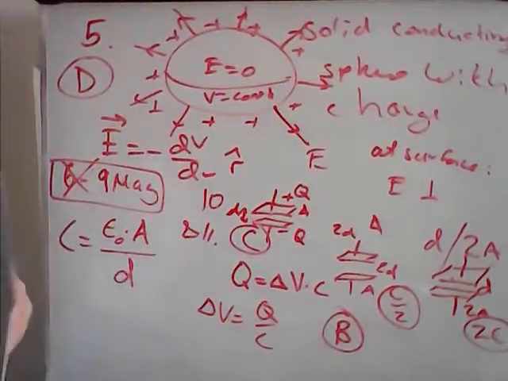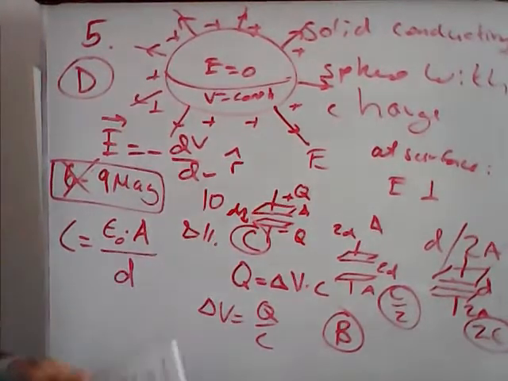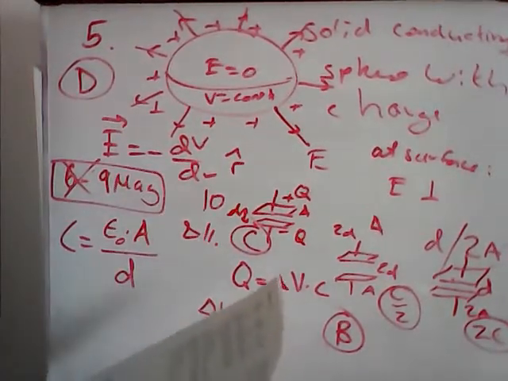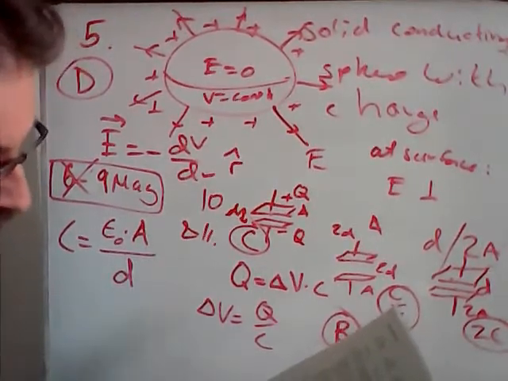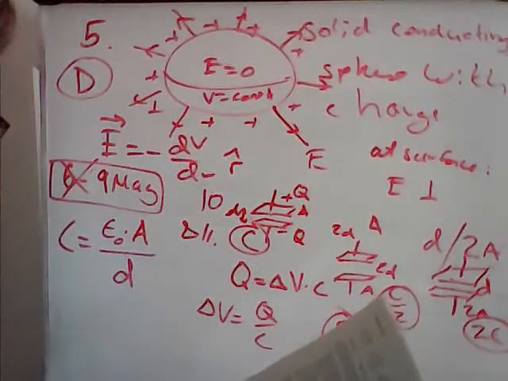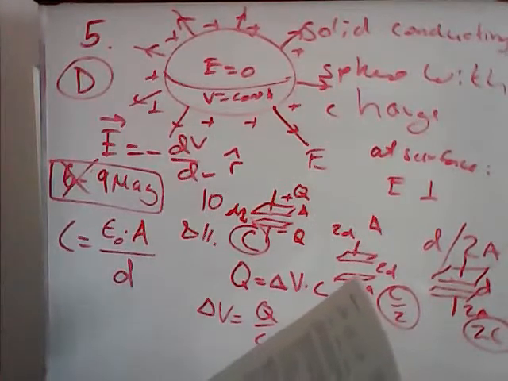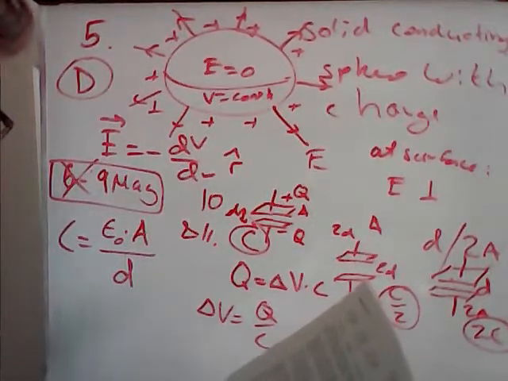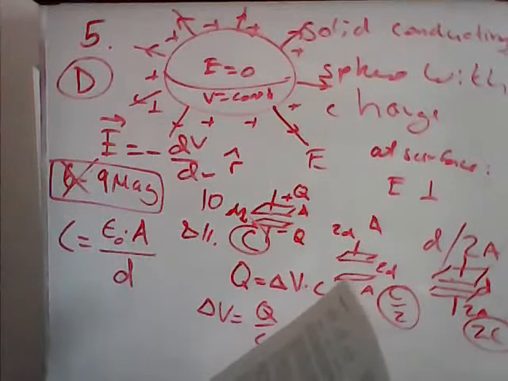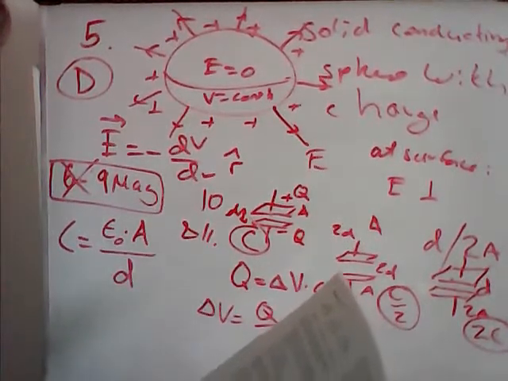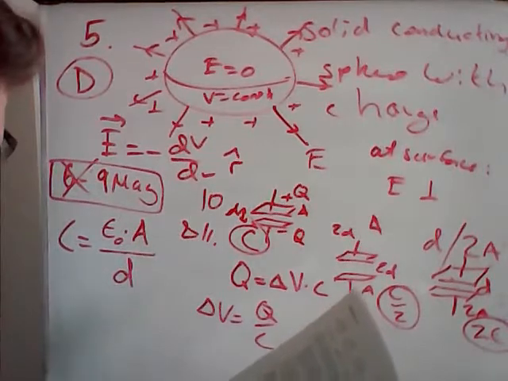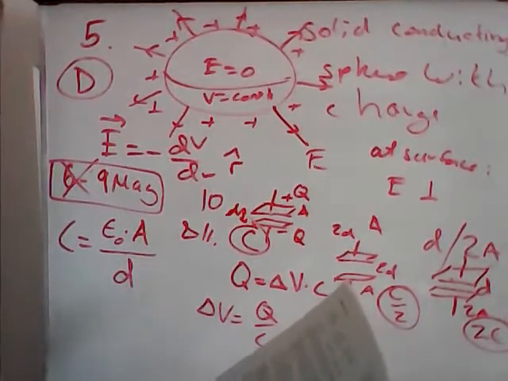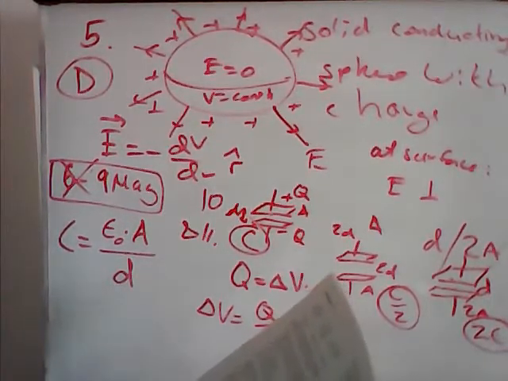Okay. Hope that made sense. Now, let's look at the next question. The next question says, suppose all 3 capacitors are connected in parallel with a 9-volt battery. Okay, so we're applying 9 volts to each one of them. And now we're asking for the electric field between the plates.